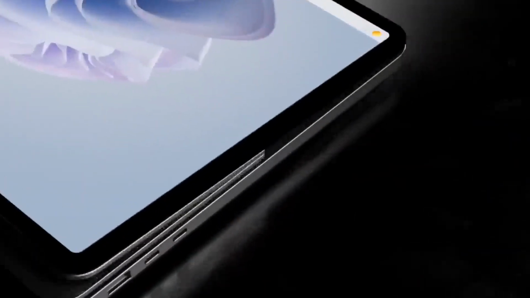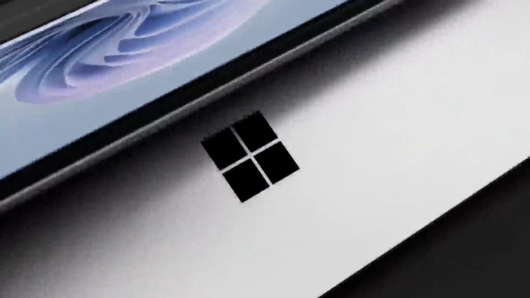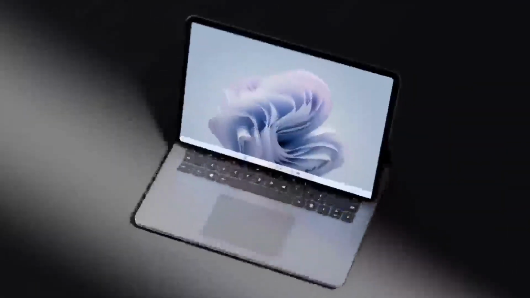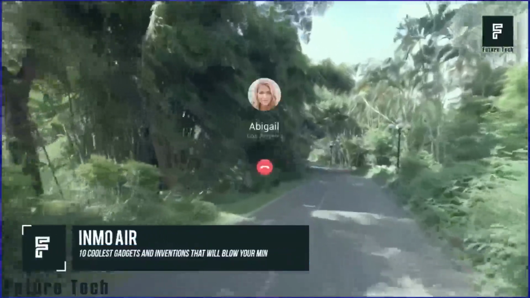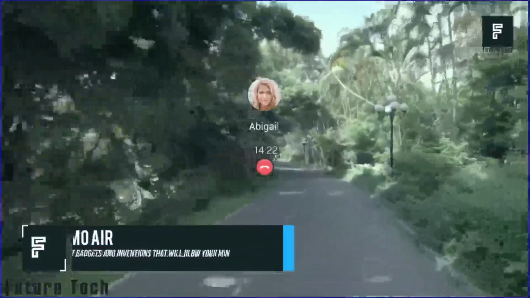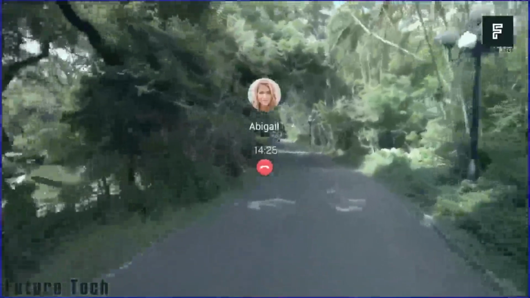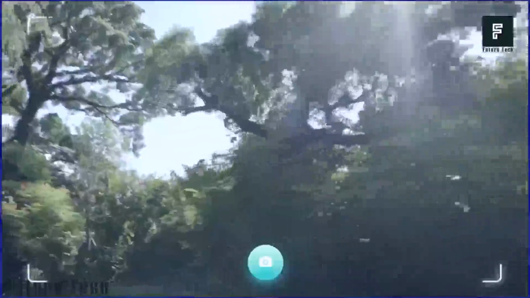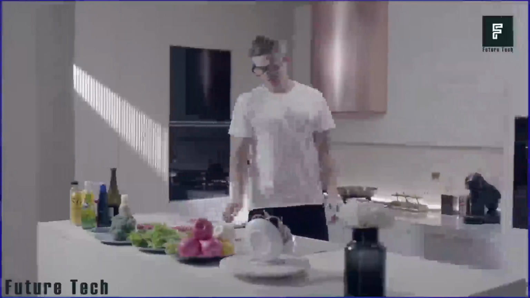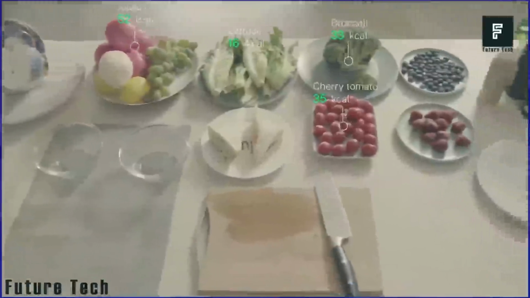Check out this sleek modern laptop. Or what about these futuristic smart glasses, which is part of the kind of smart gadgets that will take over the gadget world in the next 5 to 10 years.